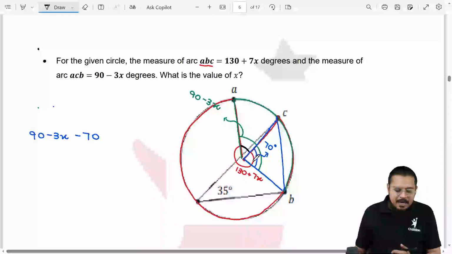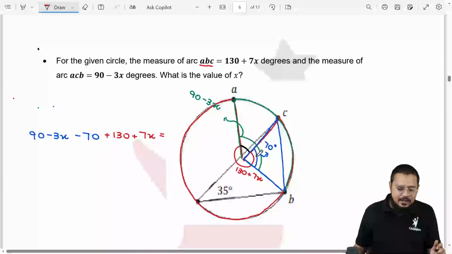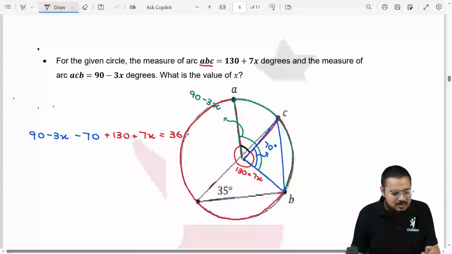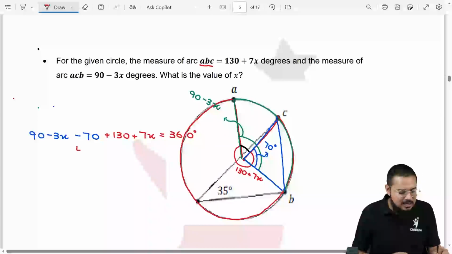And the remaining portion of this black arc is basically your red arc, which is 130 plus 7x as already given in the question. Don't you guys notice that the sum of this black arc and this red arc is one complete circle, one complete rotation. That should be equivalent to 360 degrees. So that's my equation over here. And I'm going to simplify this equation. Minus 3x plus 7x, that's 4x.